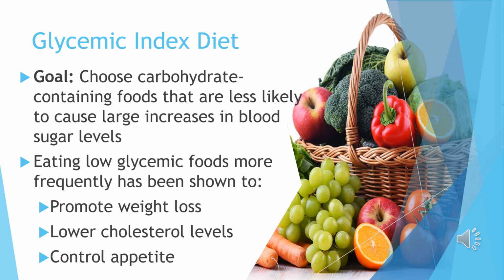When choosing carbohydrate-containing foods, you want to look for ones that are less likely to cause large increases in blood sugar levels, aka low on the glycemic index. Those include green vegetables, most fruits, raw carrots, kidney beans, chickpeas, lentils, and bran breakfast cereals, just a few examples. Now on the opposite end, your more rapid increases would be from white rice, white bread, or potatoes.